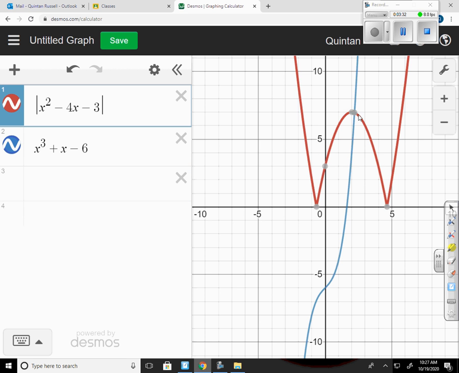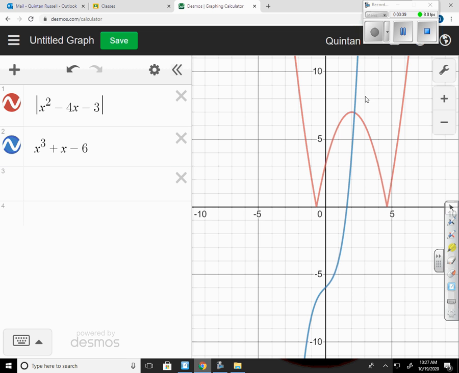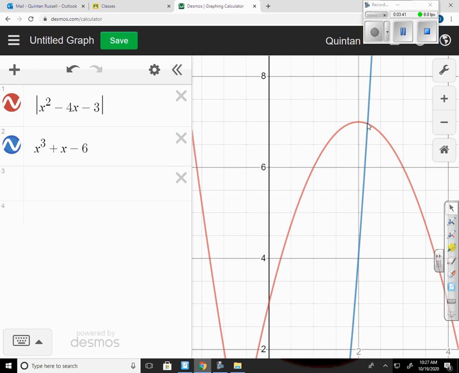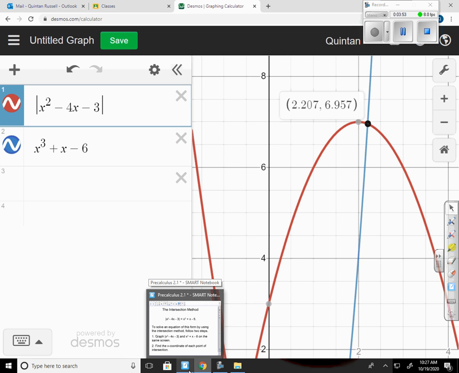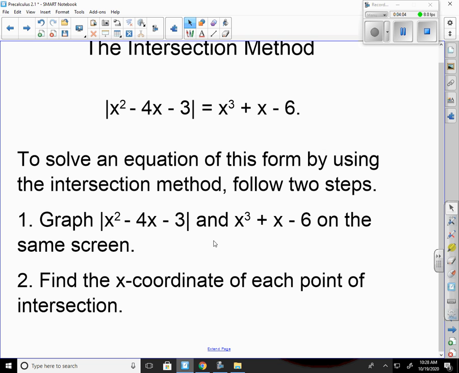Now to find my point of intersection, I have to look where these two graphs are coming together. In order to do that, I can zoom in, and you can just click on the point, and that gives you 2.207. That's going to be my point of intersection. If I plug that in, that will give me a y value that's the same for both of those. And that's really it for the intersection method.